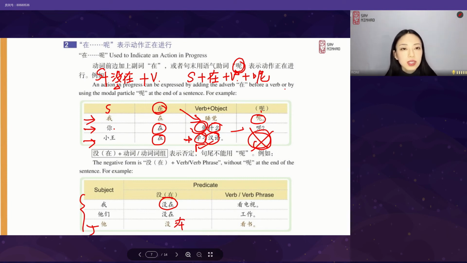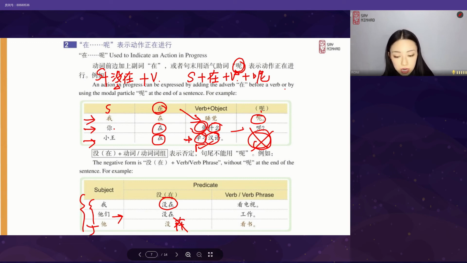So in the negative form of the 在 sentence, we can just remove 在. We can just say 没 do something instead of 没在 do something. So for these two sentences, we can change them into 我没看电视, and this one, 他们没工作. They are not working.